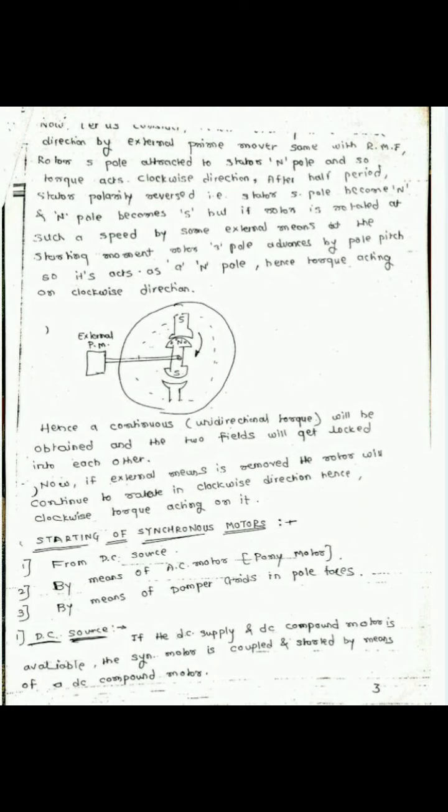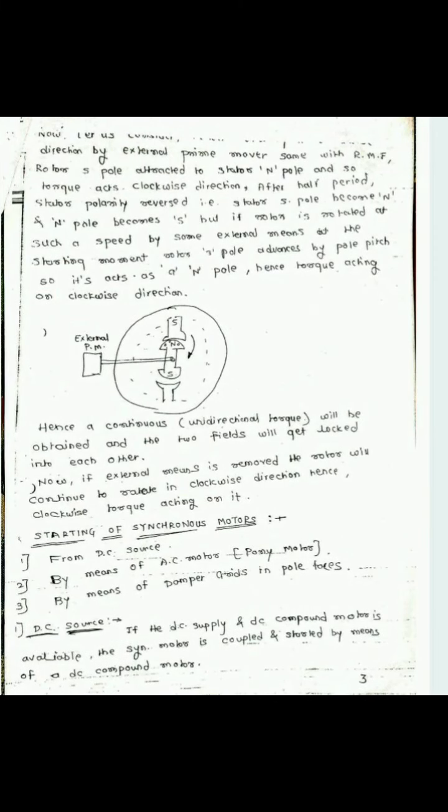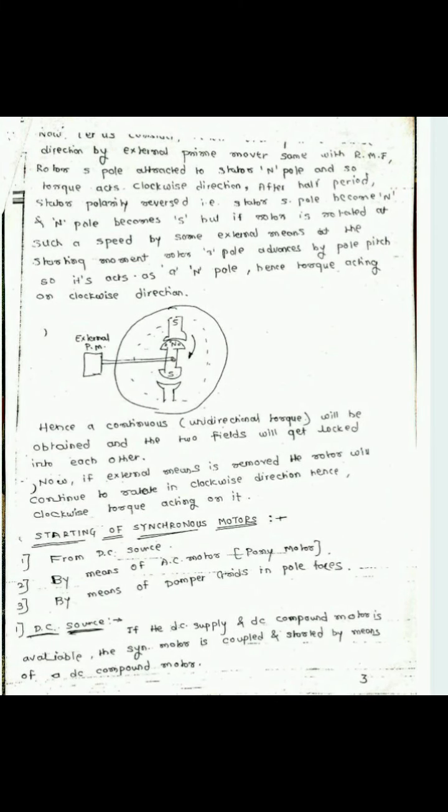Now if the external means is removed, the rotor continues to rotate in a clockwise direction, hence clockwise torque acts on it. That's why the synchronous motor is called a constant speed motor, because rotor and stator are both locked at a constant speed, and it will produce a unidirectional torque, either clockwise or anti-clockwise. So this is the starting method of a synchronous motor.